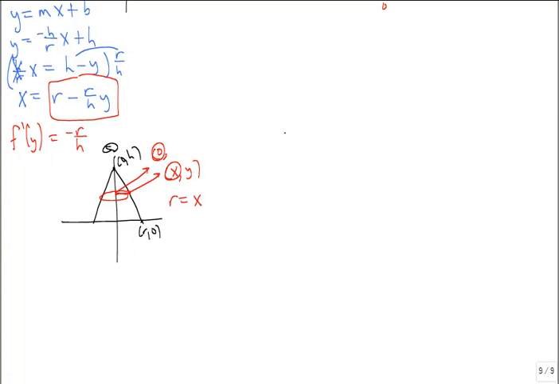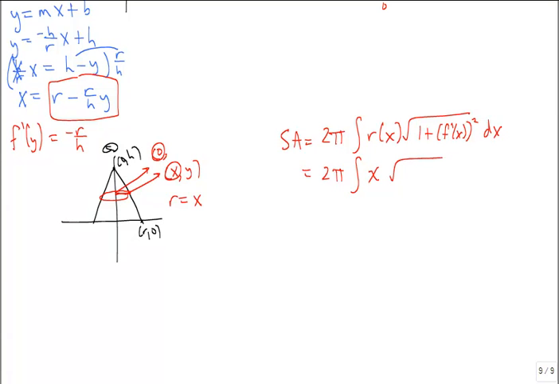So our surface area formula using x's is 2 pi times the integral of our radius function in terms of x times the square root of 1 plus f prime of x squared dx. So this is going to become 2 pi times the integral of just an x, and now we have to figure out what f prime of x is going to be. So how do we do that?